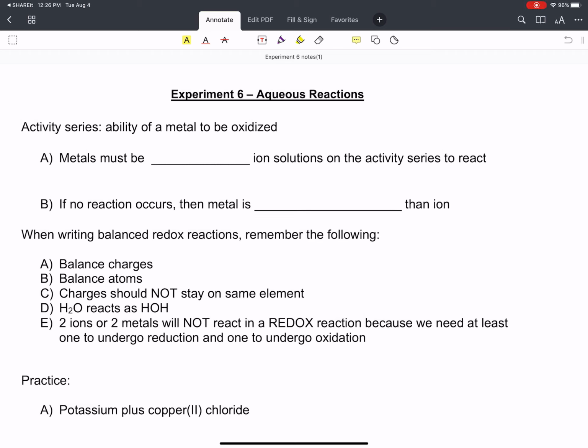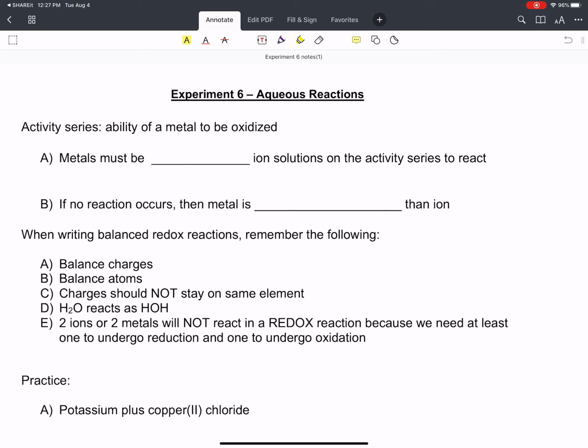In this video, I'll be talking about Experiment 6, which talks about aqueous reactions. In Experiment 6, we're going to be thinking about single displacement and double displacement reactions, but since we focused quite a bit more on double displacement reactions in Experiment 4, we're going to think a little bit more about single displacement reactions in this handout.